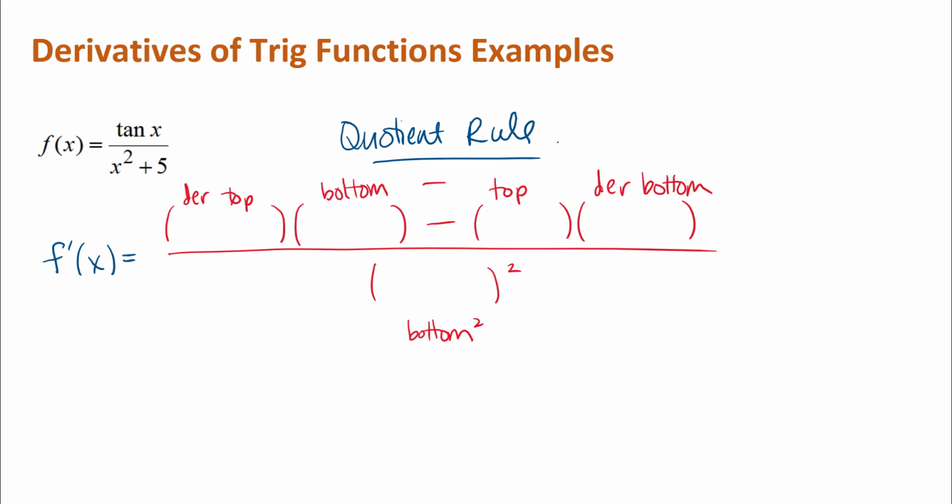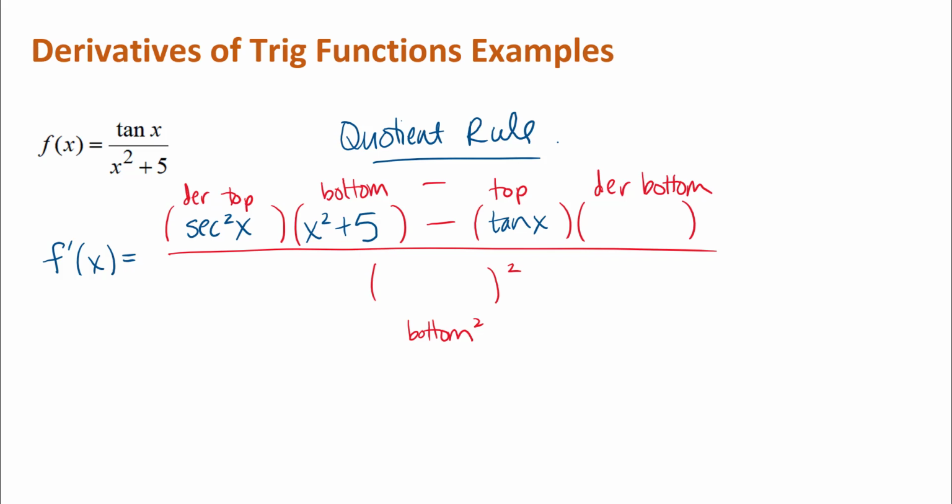Okay, so the derivative of the top function, that's going to be the derivative of the tangent function. You should have that memorized. That's secant squared of x. And then times the bottom function, just the bottom function, not the derivative of that, minus the top function. Again, that's just the function. And then times the derivative of the bottom.